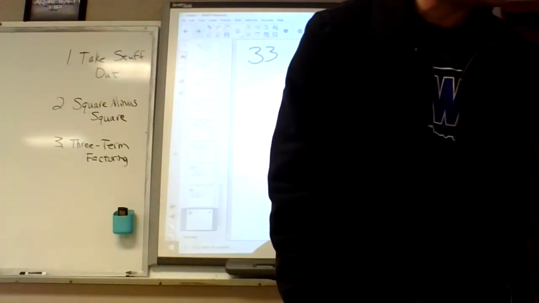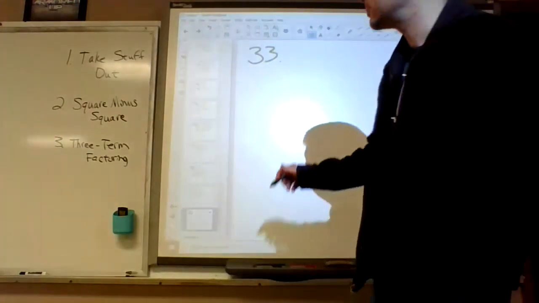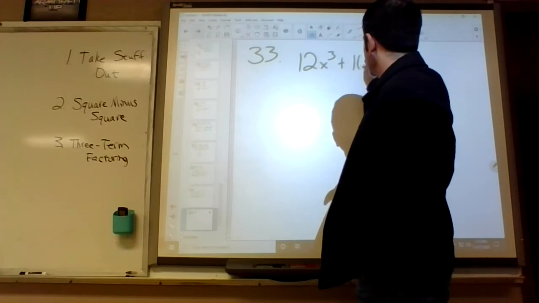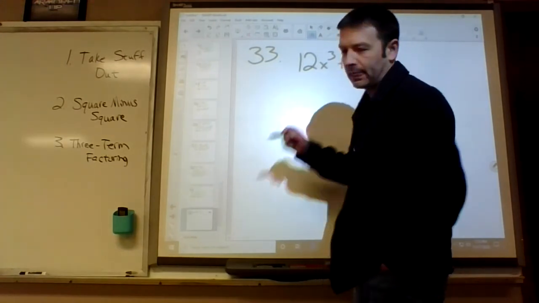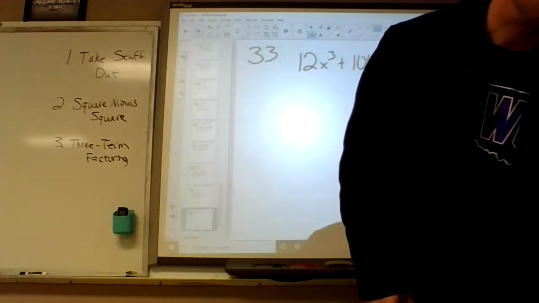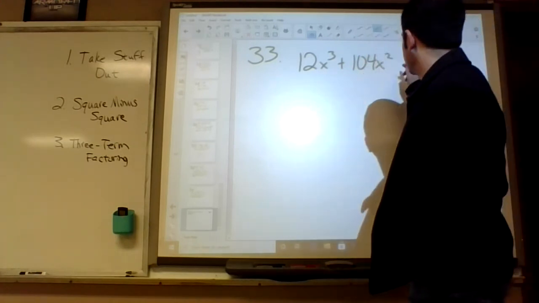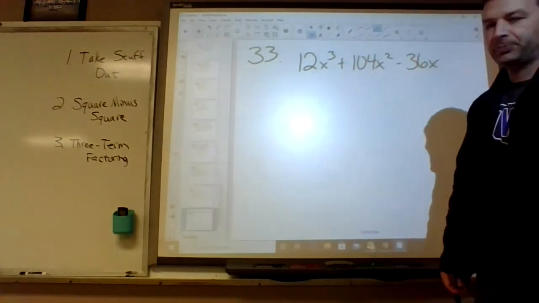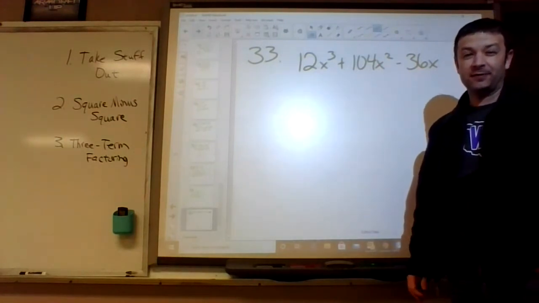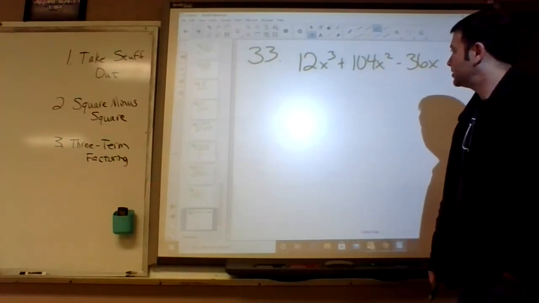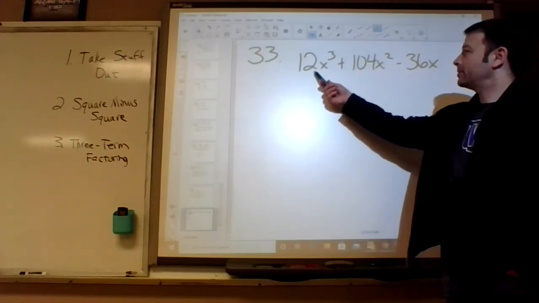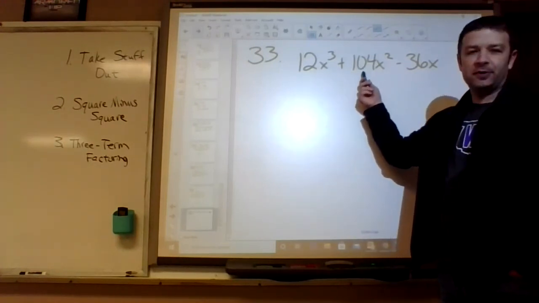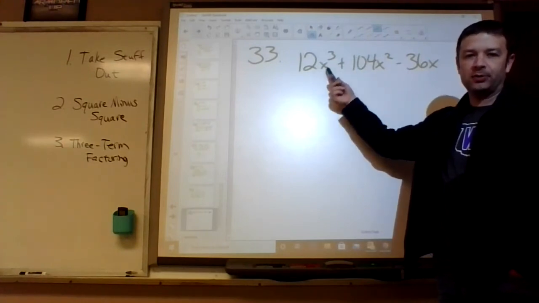33, 12x cubed plus 104x squared minus 36x. Alright, this is a big mess, but if you take stuff out first, that'll help. Okay, well, the biggest thing that could work in everything is 12, but if you do 104 divided by 12, that wouldn't work. What else goes into 12?